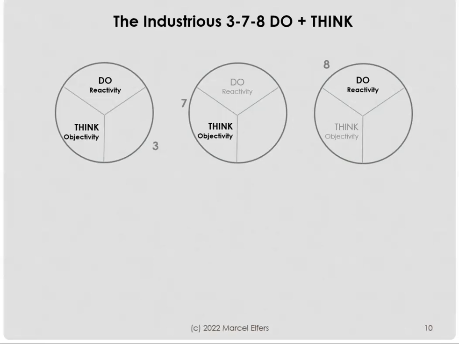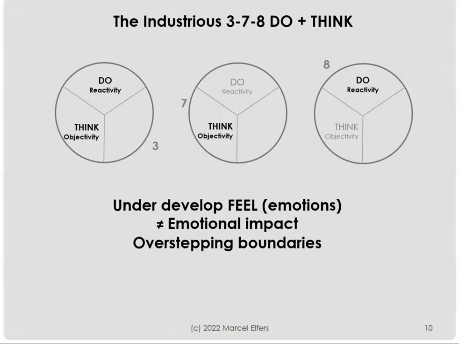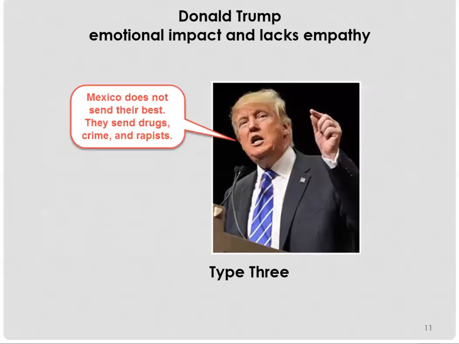The assertive group, 3, 7, and 8, underdevelop their emotional side. They are prone to misplaced overconfidence and can develop into narcissism, hedonism, and megalomania disorders.